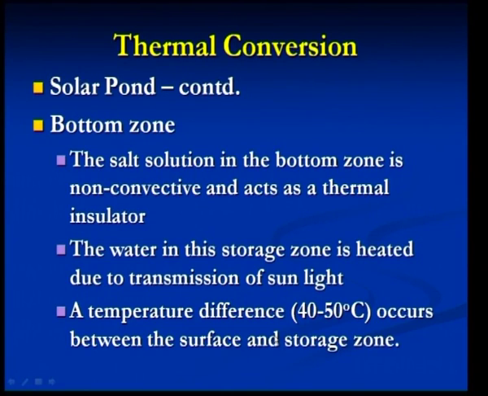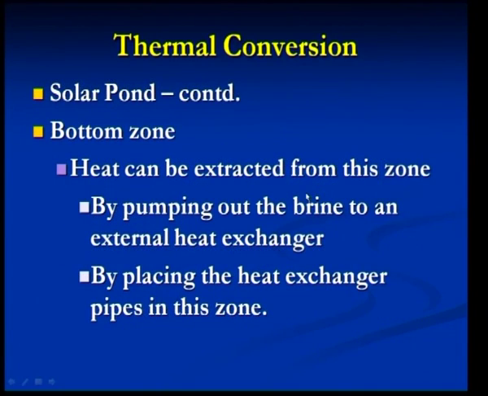A temperature difference of about 40 to 50 degrees Celsius generally occurs between the surface zone and the bottom storage zone. Heat can be extracted from this bottom zone either by pumping out the brine to an external heat exchanger, or by placing heat exchanger pipes in this particular zone. You can have the exchange of heat take place.